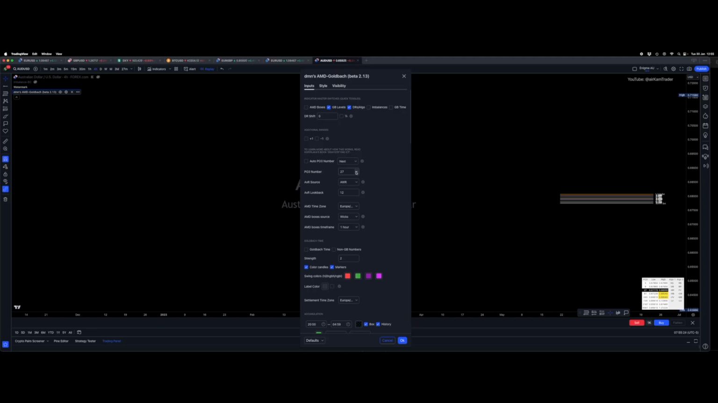So Goldbach will define that there are dealing ranges. For example, you'll have the 243 dealing range. So the dealing range is 243 pips from the low to the high. The smaller dealing range within that is 81 pips from the low to the high. The one lower than that is 27 pips from the low to the high.